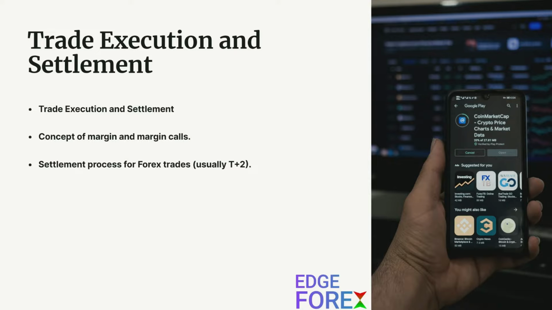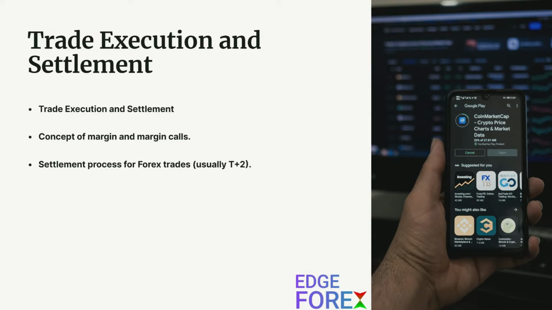So margin and margin calls. It's really important for us to understand margins. Remember leverage, it comes into play here. When you use leverage, you are essentially borrowing money from the broker to control a larger position. The minimum amount you need to maintain in your account to cover the leverage is called margin. If the market moves against you and your account equity falls below a certain threshold, the broker will issue you a margin call. This essentially means that they're demanding you to deposit additional funds, or they'll close your position to meet the minimum margin requirement.